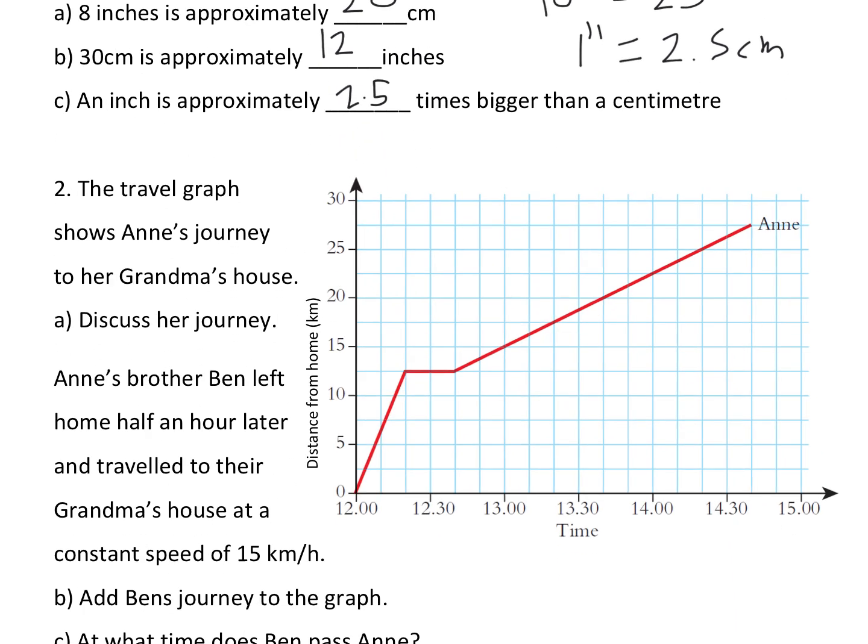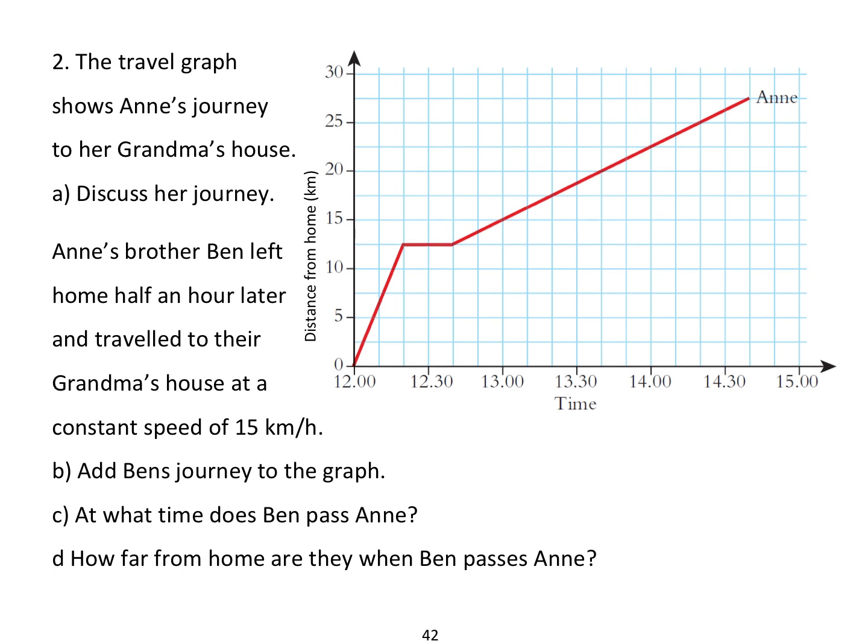Okay, number 2. The travel graph shows Anne's journey to her grandma's house. So we can see here the time scale that she's been going to her grandma's house, and then how the distance from home goes up the side, and this is Anne's journey here. So it's distance over time. Discuss her journey. That's a task to be done in class. I'll tell you it now, I suppose.